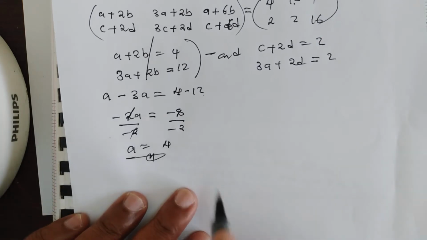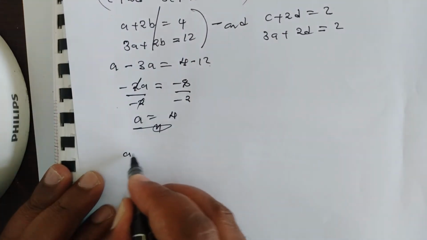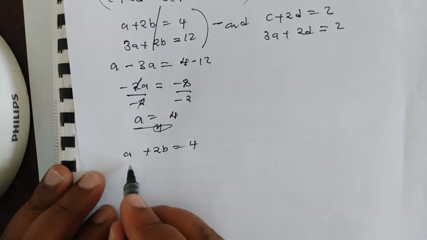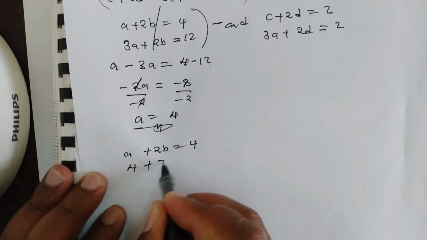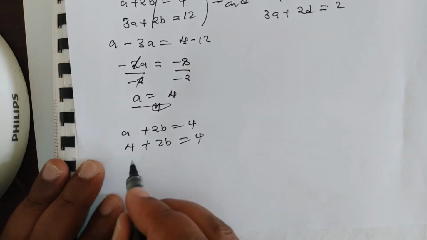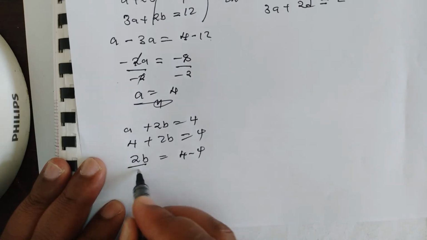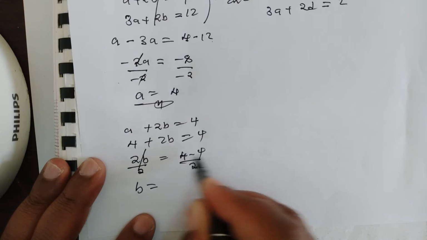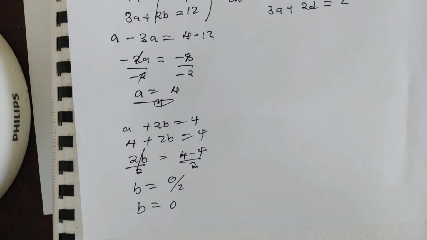Take note. Then what is our B? So we can get this one. We have A plus 2B is equal to 4. Our A is 4. So we have 4 plus 2B is equal to 4. So we take 4 the other side. So we have got 2B is equal to 4 minus 4. We divide by 2. B is equal to 4 minus 4 is 0, divided by 2. So B is equal to what? 0. So we have found A and B.